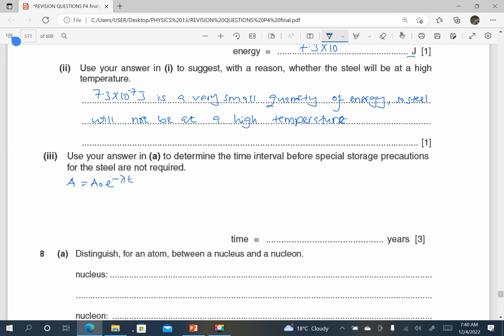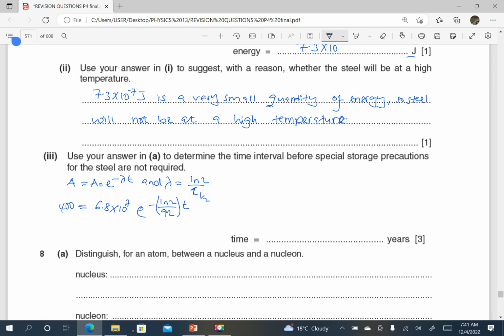And of course, we know that decay constant is equal to ln of 2 over T a half, or over half-life. So I'm now substituting. Activity should not exceed 400. That should be the activity present. The initial activity is 6.8 times 10 power 7 becquerels per kilogram, e power negative lambda, ln of 2 over T a half, which is 92, and this is times the time which I want to find.